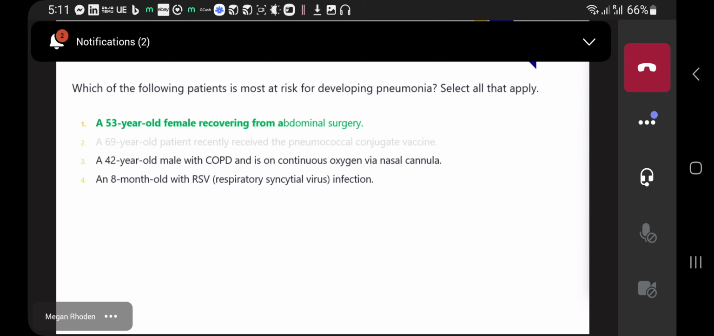Alrighty, everybody. So revealing the correct answers to you. It's going to be number one, number three, and number four. Risk factors for pneumonia include recent surgery, lung disorders such as COPD, and viral infections such as RSV. Option number two, the 69-year-old patient recently received the pneumococcal conjugate vaccine. This is a preventative measure in preventing pneumonia, not causing pneumonia. So the correct answers are 1, 3, and 4.